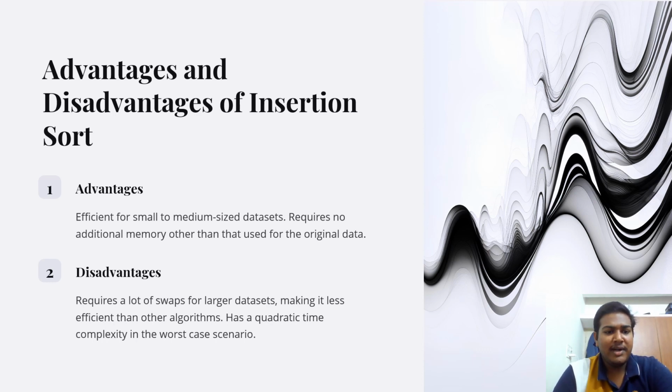First, we'll see the advantages. Advantages means a useful effect: it is effective for small to medium size data sets and requires no additional memory other than that used for the original data. And we'll see the disadvantages: it requires a lot of swapping. If we give 100 inputs, we should swap everything. That's why it is a disadvantage. It is also less effective than other algorithms, as it has quadratic time complexity in the worst case scenario.